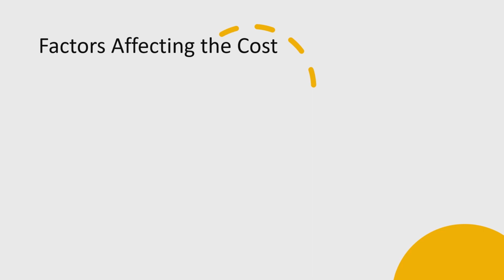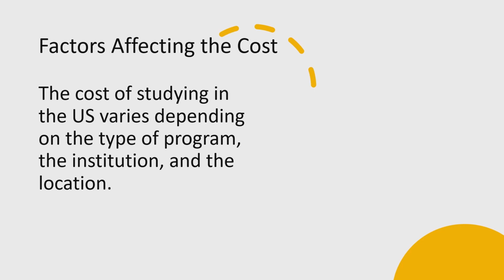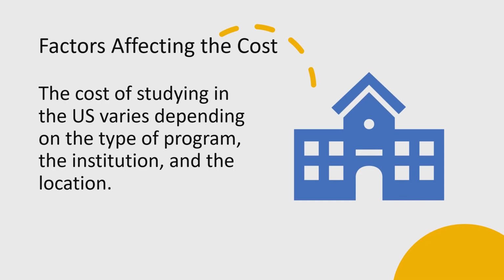So first thing, factors which are affecting the cost to study in the US, mainly three factors. Those are the program which you are taking, it might be an undergraduate or graduate program. The type of institution you are going to study in, it might be a private institution or a public institution. And the location. There are 50 states in the US, and every state has a different cost of living. If you go to New York or New Jersey, the cost of living will be somewhat difficult. If you see other states, it is different.